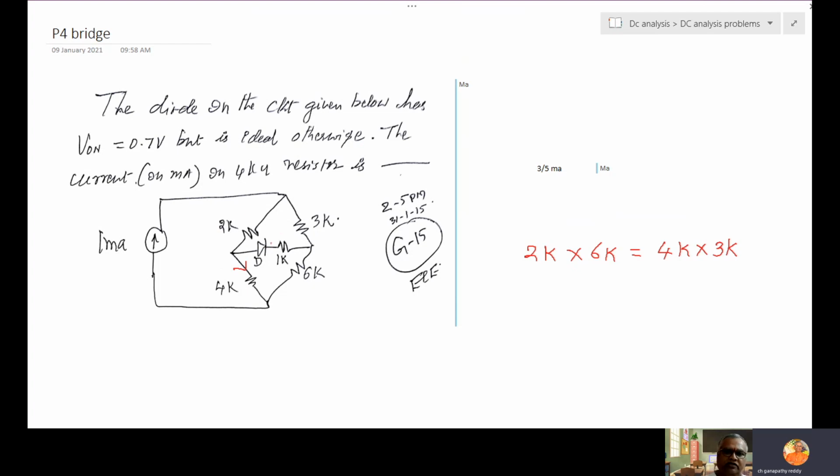When the bridge is balanced, what is the current here? 0. Current 0 means open. When it is open, 2K and 4K are in series, 3K and 6K are also in series, and they are in parallel. So what is the current formula now? Using current division, 1 milliampere is dividing between them. Opposite 9K, that is 3 plus 6, by 9K plus 2K plus 4K, 6K.